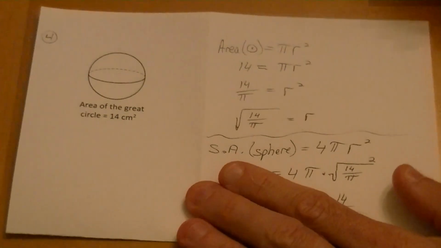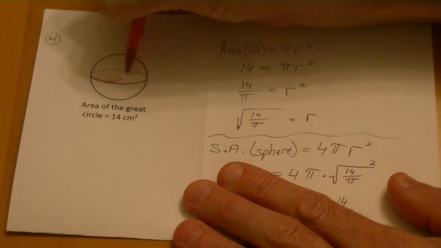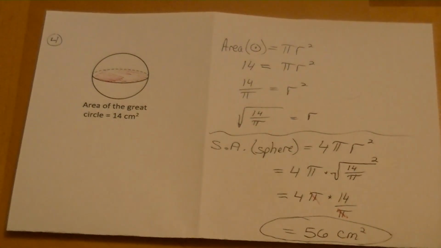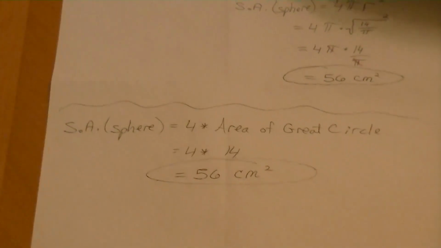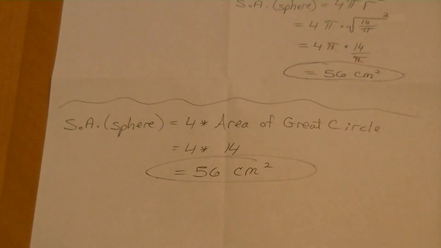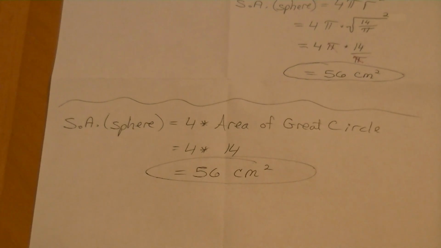But the faster way, were you on your A game today? Remember we started the video saying the surface area of a sphere is 4 times the area of that circle. I gave you the area of that circle. So why not just multiply it by 4? 4 times the area of that circle, 4 times 14, 56 centimeters squared. Have fun!